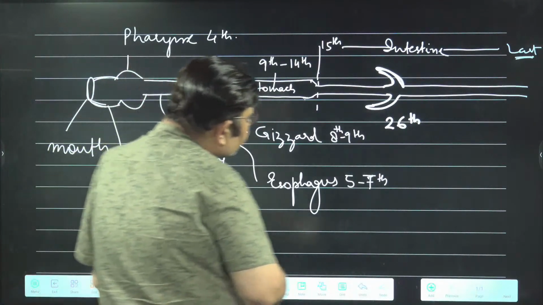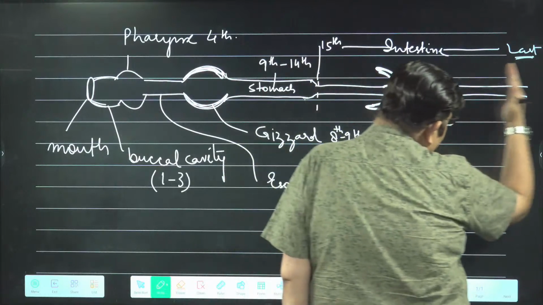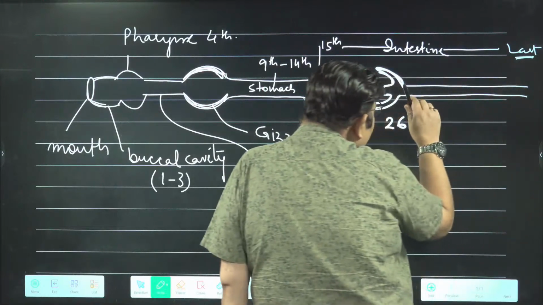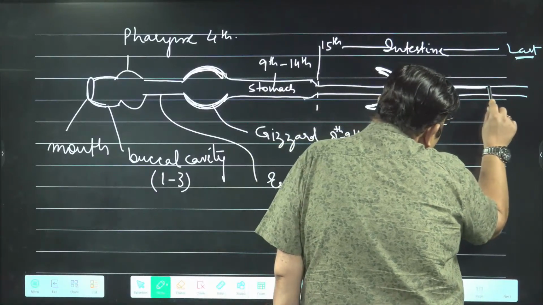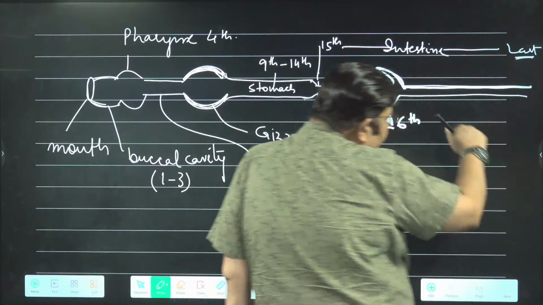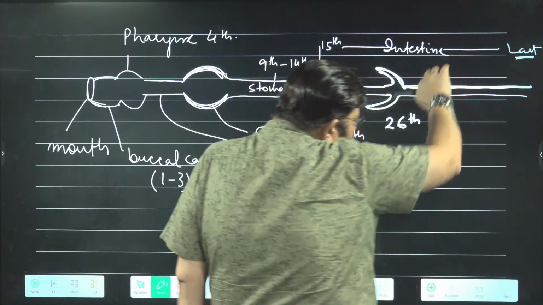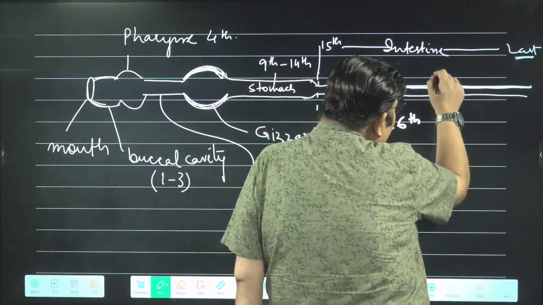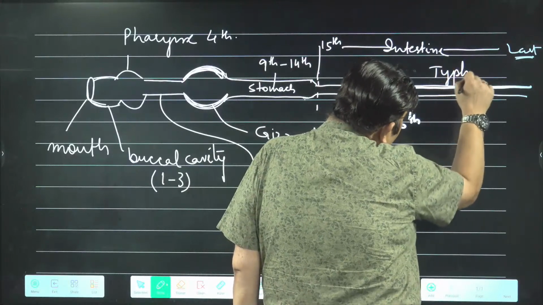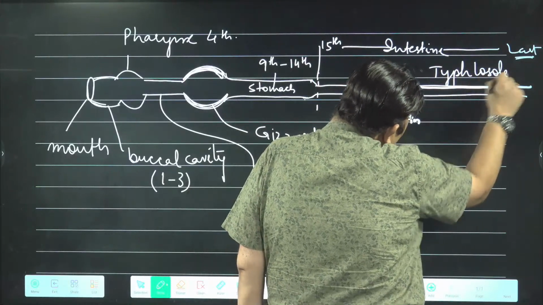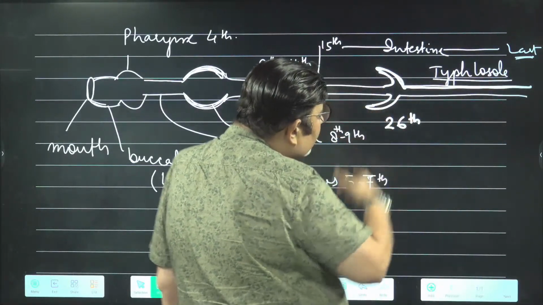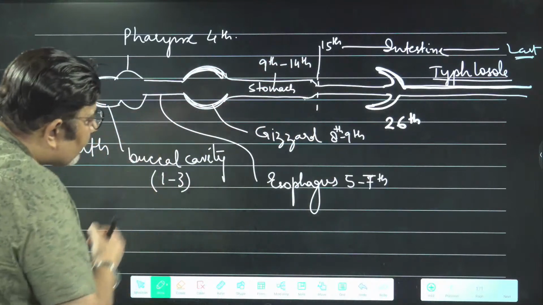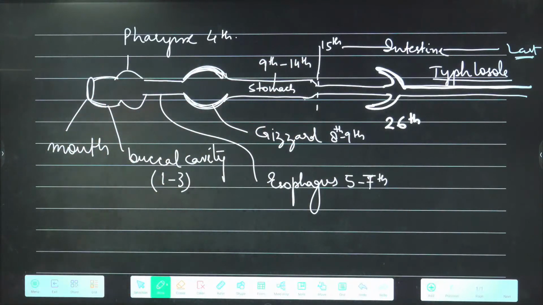And from the 26th segment onwards, you will also find a dorsal median groove of the intestine, and this is called the typhlosole. The typhlosole is not present in the last 25 segments. So from the 26th to the last 25, the typhlosole is present.